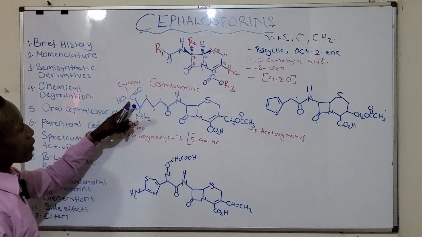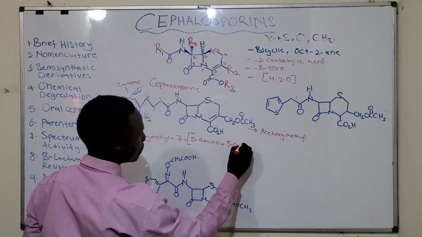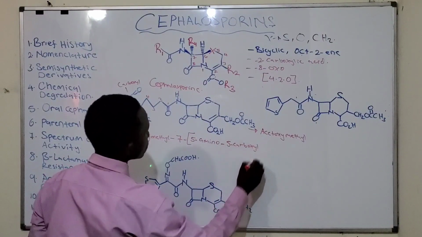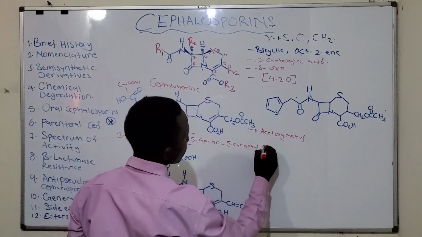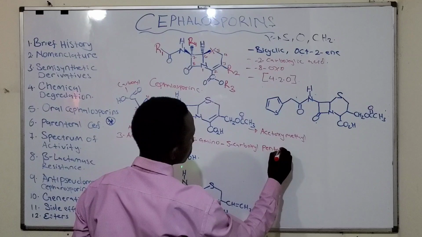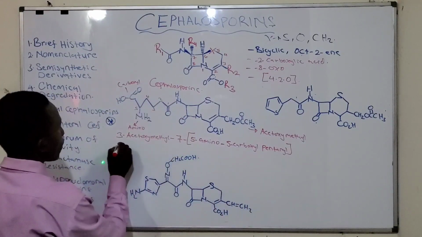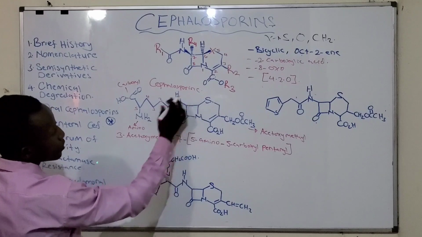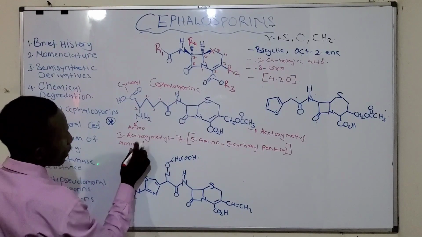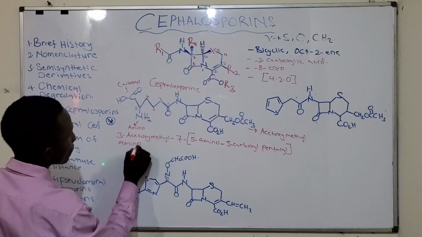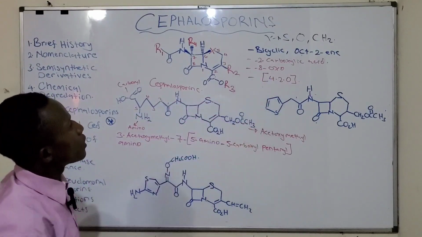Again, we have the carboxyl, so it is 5 carboxyl. This one is a pentane, so pentanyl. See on this amine group of the side chain, so it's pentyl, amine, amino.